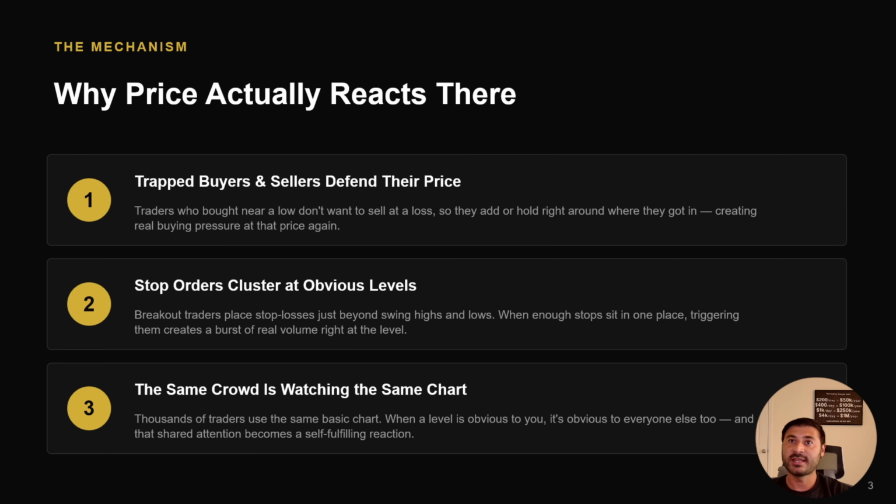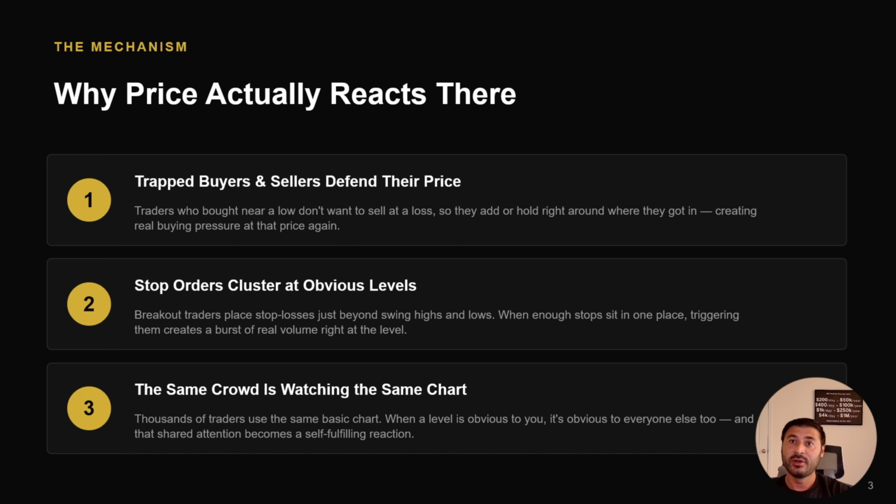So, why does price actually react at these levels at all? And this is the part most people never get taught. Once you understand it, the whole concept kind of clicks. So, number one is trapped buyers and sellers defend their price. If someone bought near a low and price comes back down to that area, they don't want to sell at a loss, right? A lot of the time, they'll hold or even buy more right around the area where they got in. So, that's what creates the real buying pressure.